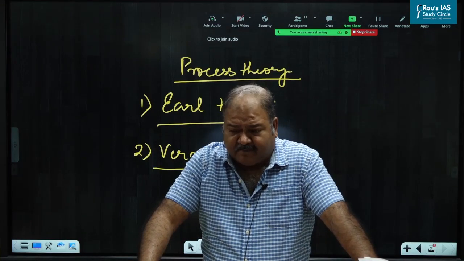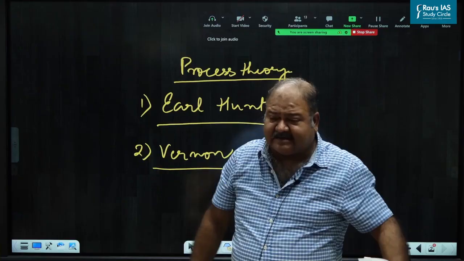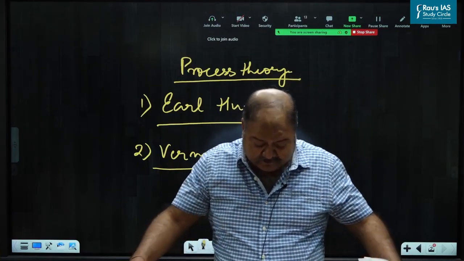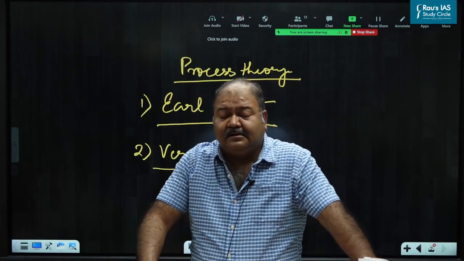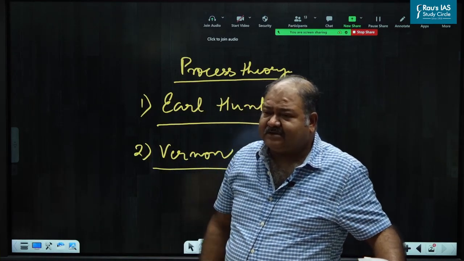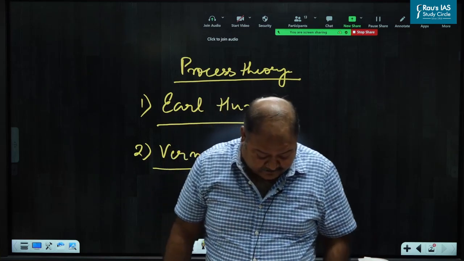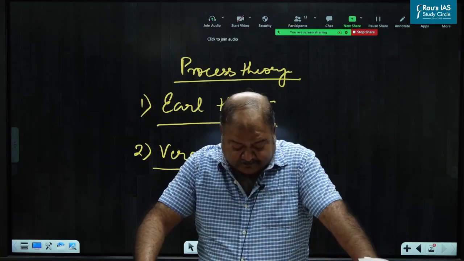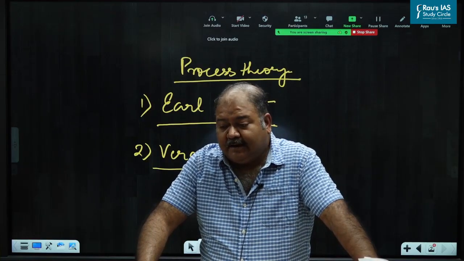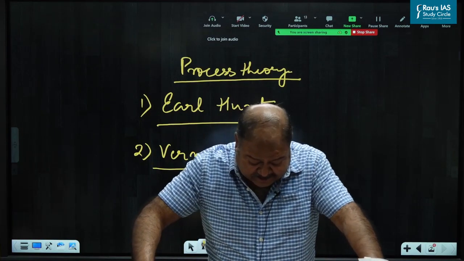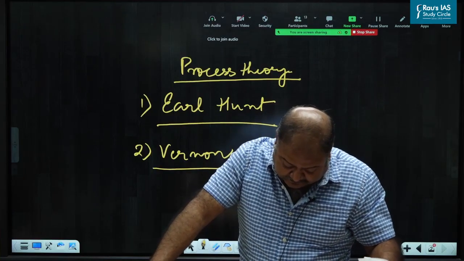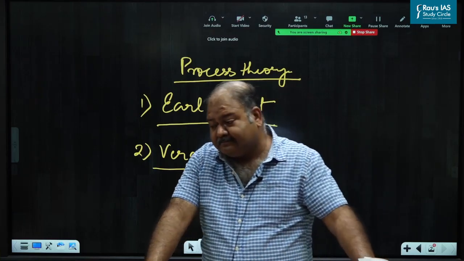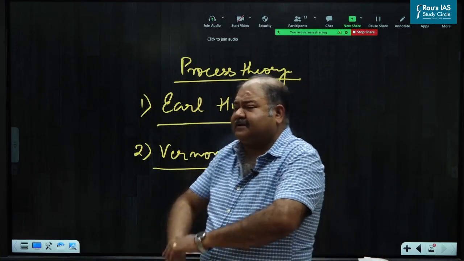Vernon believed that intelligence is related to speed of processing. Intelligent people have faster brains.